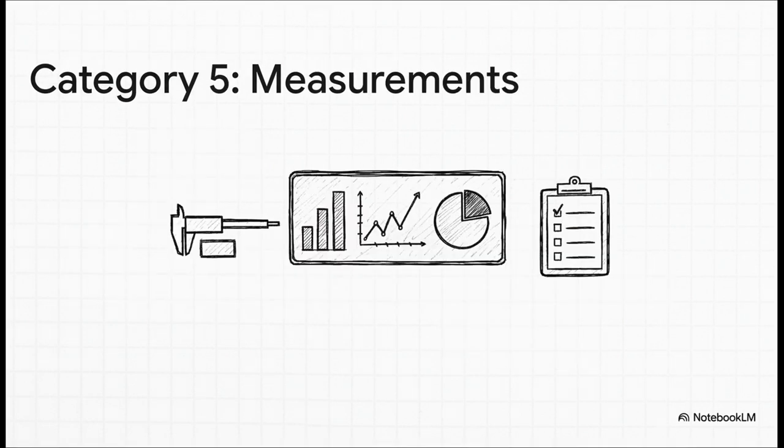Number 5 is measurements, and this one is so important. This is all about the data we're using to judge quality. How are we even measuring success? Are our tools accurate? Is everyone collecting the data in the same way across all shifts? Look, if your data is garbage, your entire analysis is going to be garbage. This category helps you make sure your data is solid.